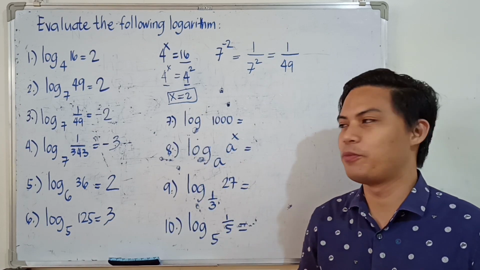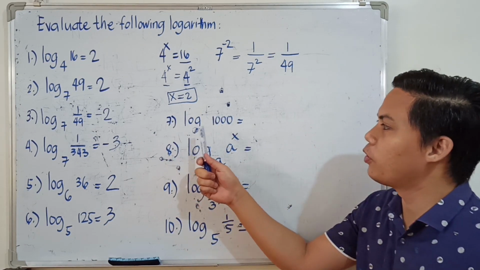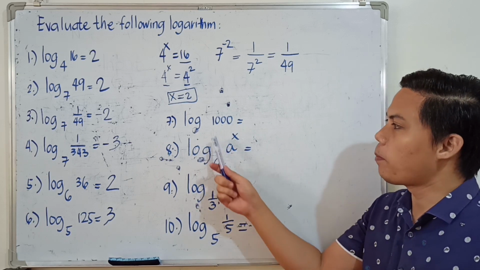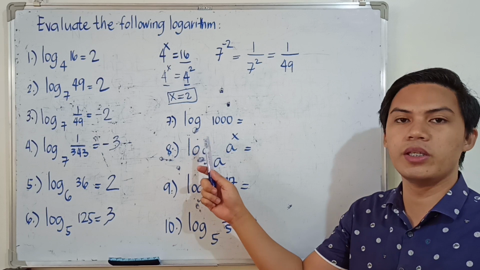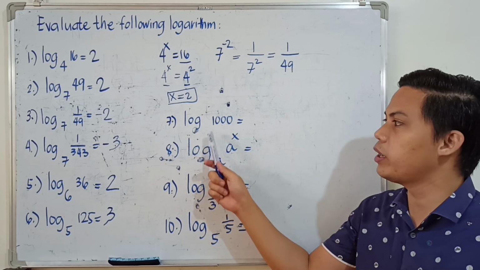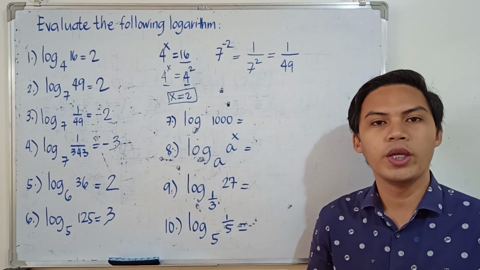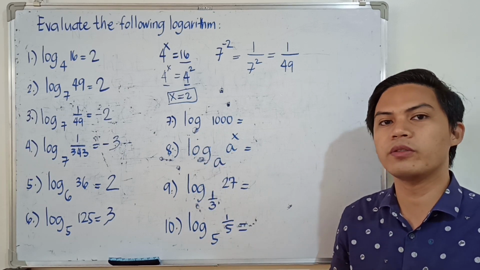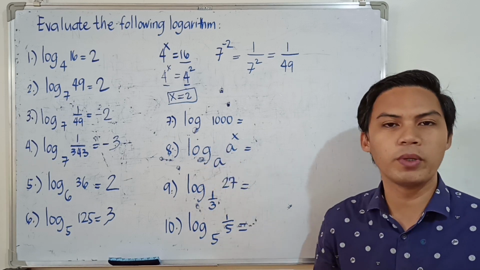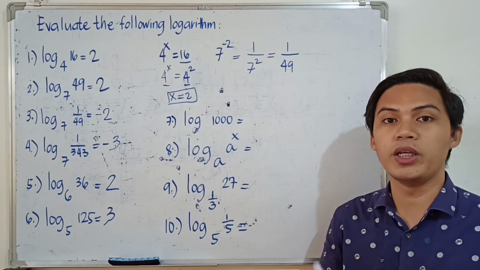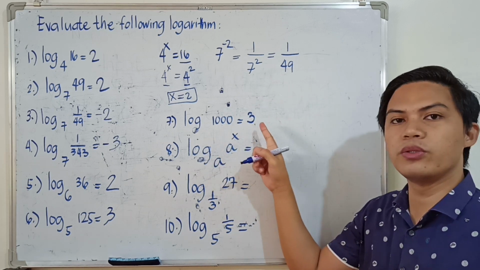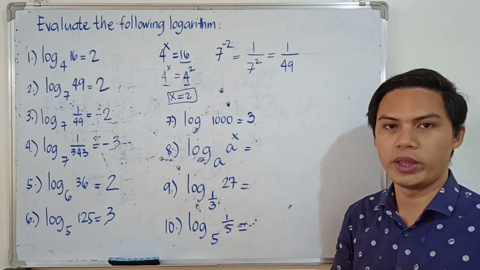Okay, let's continue. We have here number 7, the logarithm of 1,000. So, ano kaya yung magiging value? So, kung mapapansin natin, wala nakasulat na base. This is an example of a common logarithm. So, automatic yung base natin would be equal to 10. So, yung 10, we're going to raise that to a particular exponent para maging 1,000. So, ano kaya yung magiging exponent natin? So, that would be equal to 3. So, 10 raised to 3, that is equal to 1,000.